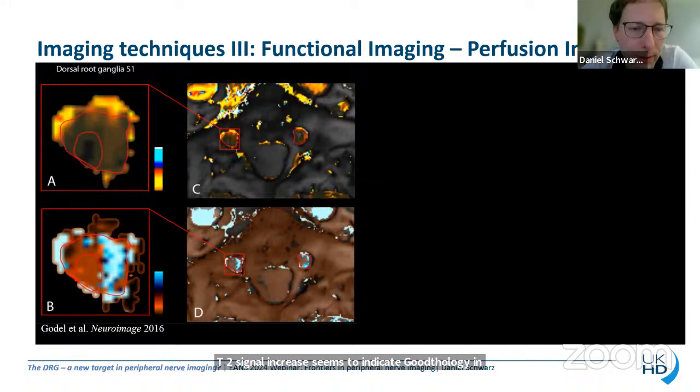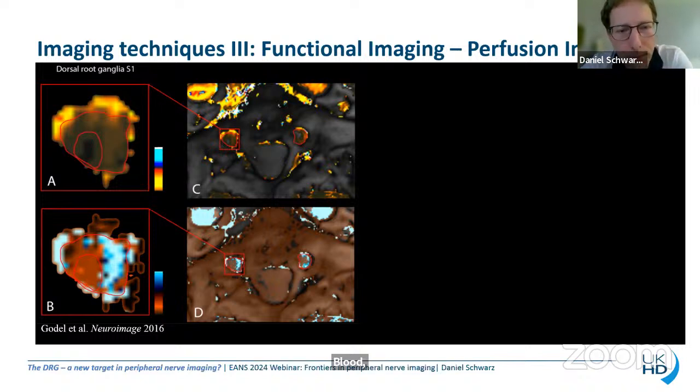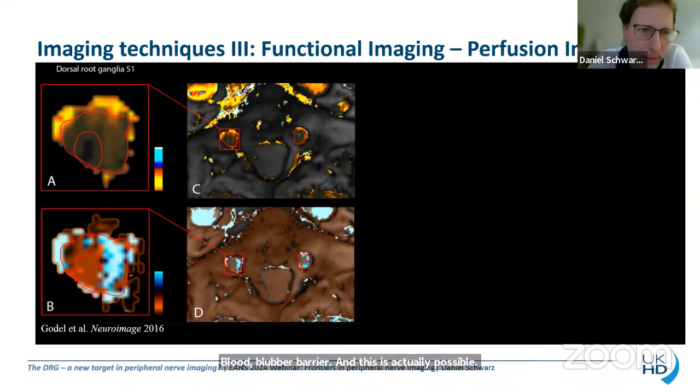I was already hinting at functional imaging. Of course, this would be very interesting if it worked, especially with regard to the vasculature and with regard to the large fenestrations, which are of course quite different from the peripheral nerve, where we have a very dense blood nerve barrier. And this is actually possible. This is a technique which has been proposed in a couple of papers already.